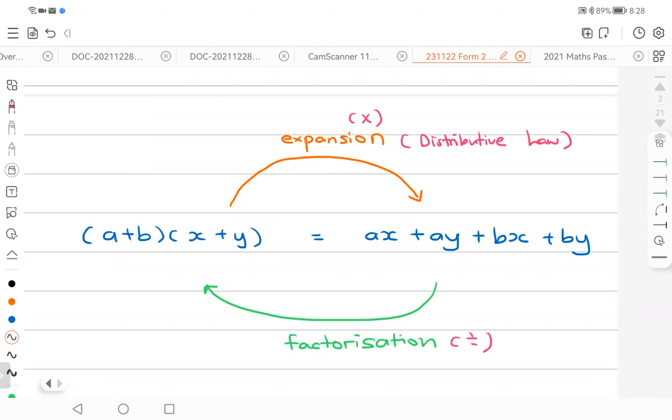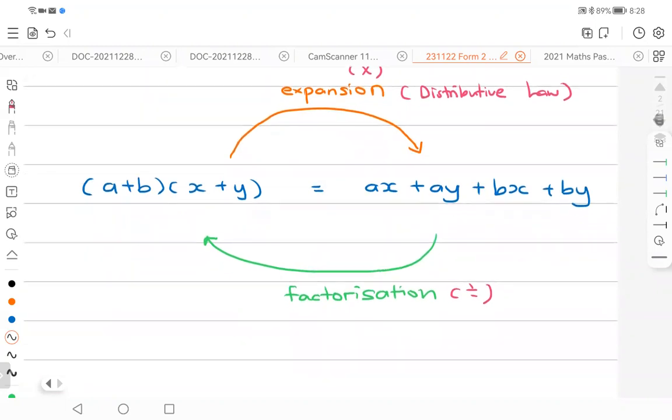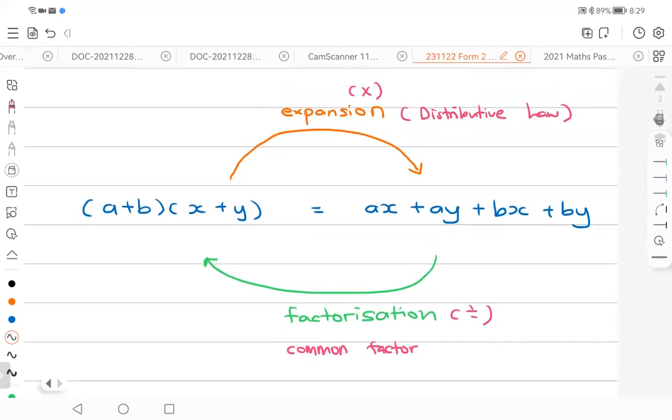So when we talk about factorization, it will go back to bracket form, right? Bracket means divide. Or we can say we need to find out the common factor. That's factorization. Common factor. You must know the relation: from left to right, expansion. From right to left, we call it factorization. We need to do divide, so we have to have a common factor.